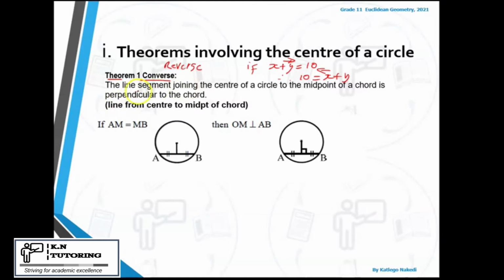So now it says the line segment joining the center of a circle to the midpoint of a chord is perpendicular to the chord. And then the summary there says line from center to midpoint of a chord.